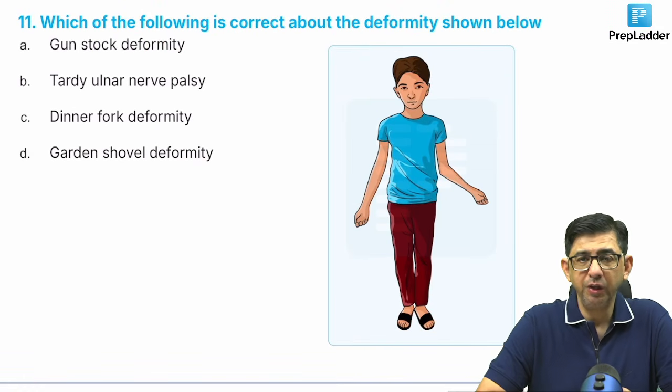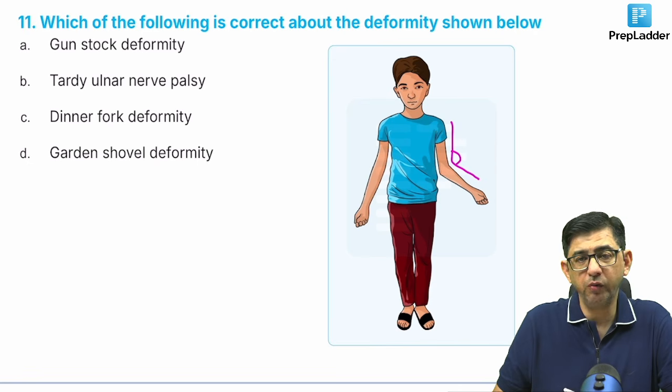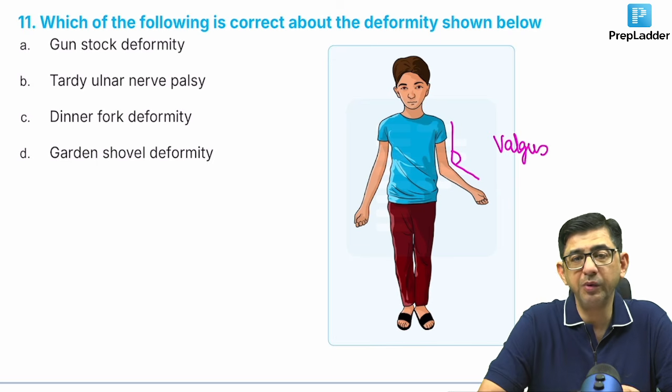Moving to the next one, you will notice that this girl has a wide carrying angle. This particular angle is substantially increased. So what I can say is that there is a deformity in the form of valgus occurring in this particular patient. A wide carrying angle is present.